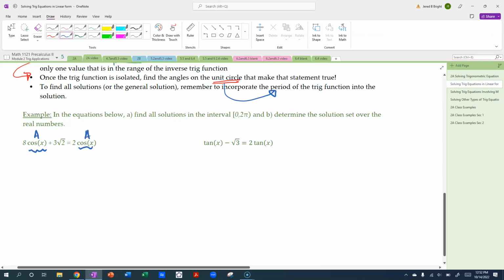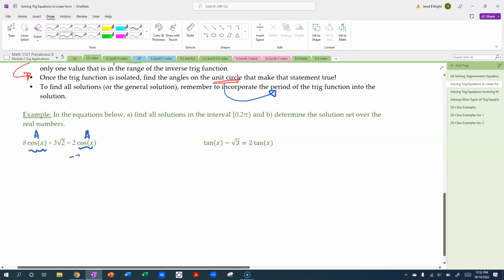So if it's easier for you to think of this as the equation like 8a plus 3 square root of 2 is equal to 2a, you sure can. But moral of the story is to solve this, we need to isolate the trig function. So we need to get all the trig functions to one side, or put differently, as with any equation, get all the things with x on one side and all the non-x's on the other.